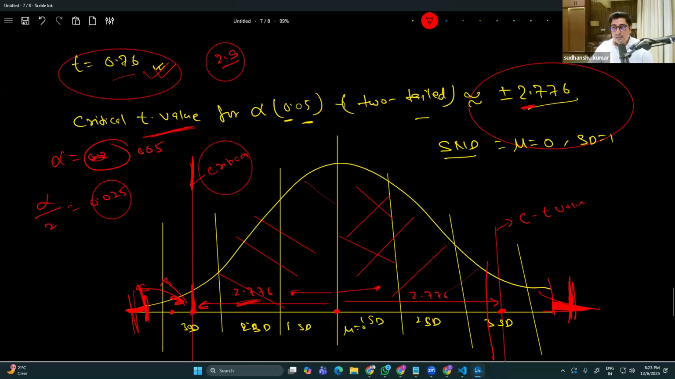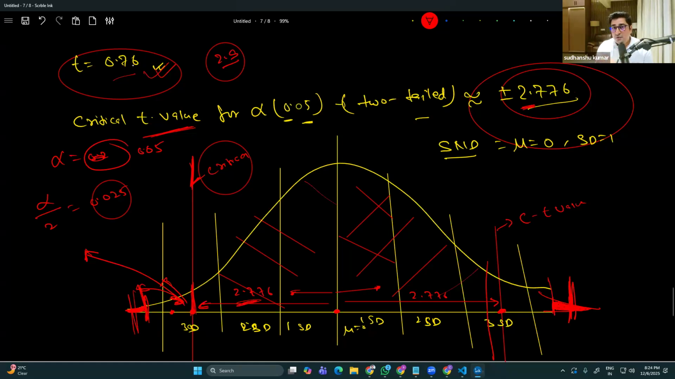So my allowed region, as per the t table, is 2.776. If I'm going beyond that, it simply means that I will end up falling under the critical region. That's the reason it's called the critical region. And if I'm falling under the critical region, what does that mean? It simply means reject the null hypothesis. Your alternate is correct.